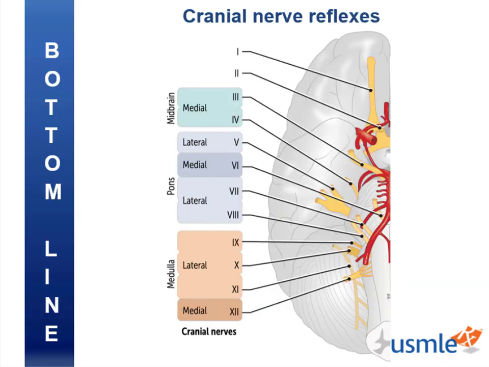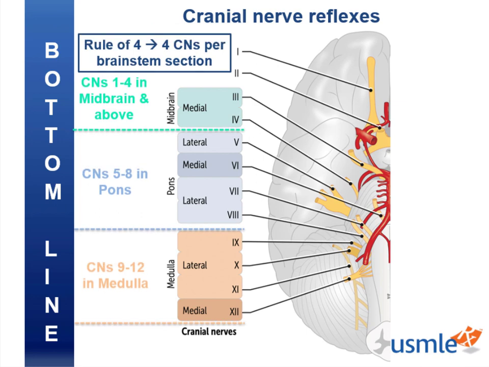Thank you for sticking with me throughout this lecture. Here are a few key takeaways I want to make sure you know for test day. Make sure to use the rule of 4s to locate the level of the brainstem where key cranial nerves are located. For the midbrain, cranial nerves 1 and 2 are above it, while cranial nerves 3 and 4 are located within the midbrain. Cranial nerves 5 through 8 are located in the pons, and cranial nerves 9 through 12 are located in the medulla. To assess the health of these brainstem regions and nerves, use cranial nerve reflexes.